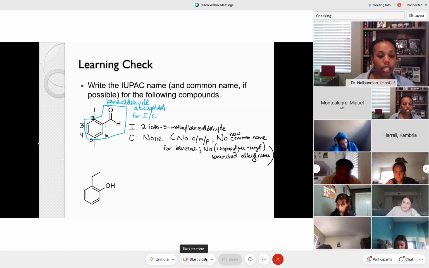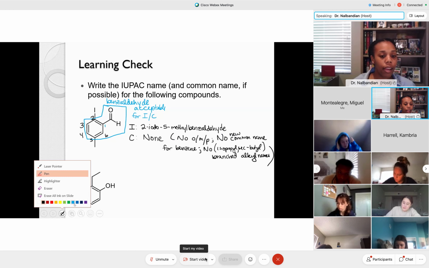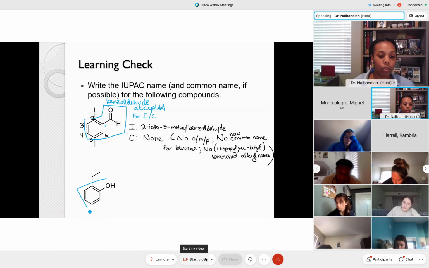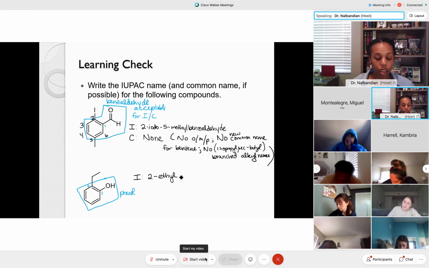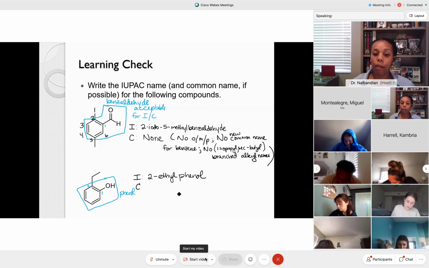All right, let's look at this next one. Here we have a benzene ring with an OH. We have to recognize that as phenol. So this has to be carbon 1. This has to be carbon 2. Phenol is acceptable for our IUPAC and common. So 2-ethylphenol. For the common name now, we can do ortho, meta, para, so ortho-ethyl, but it's still called phenol.